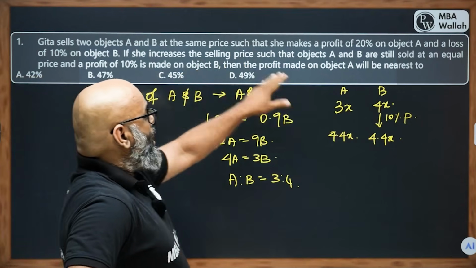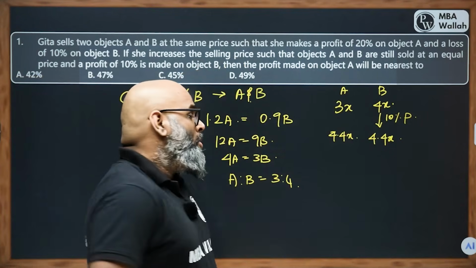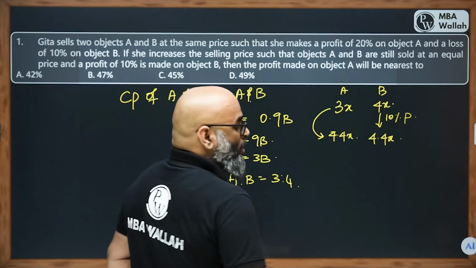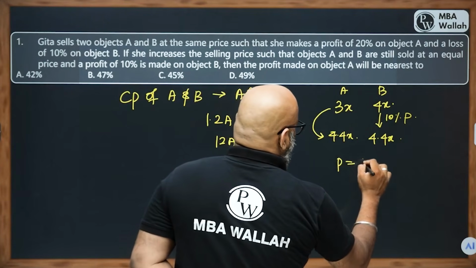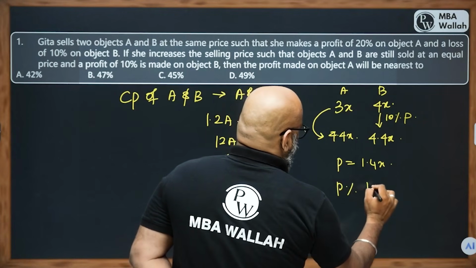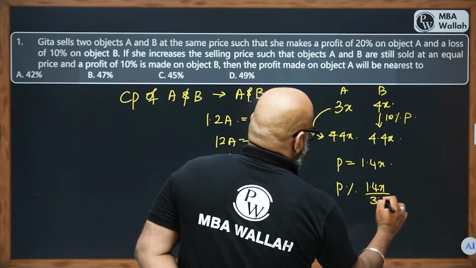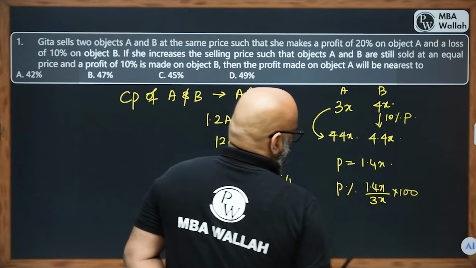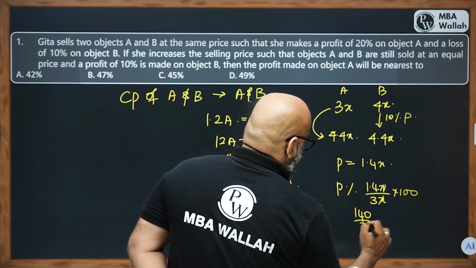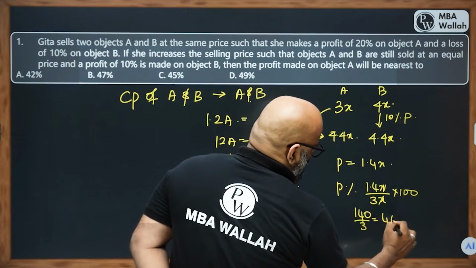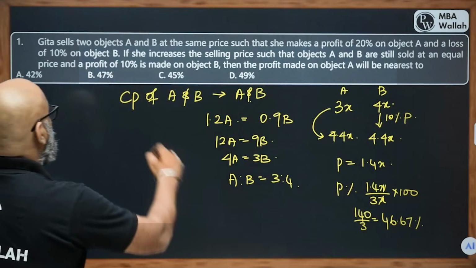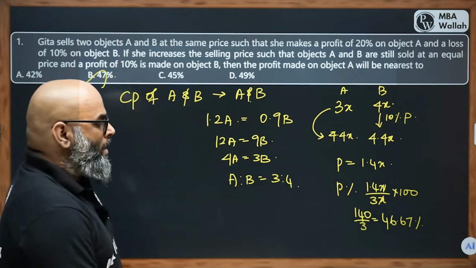Then the profit made on object A will be nearest to. So a product that costs 3x is sold at 4.4x. So the profit is 1.4x, or profit percentage will be 1.4x divided by 3x into 100. So this can be written as 140 by 3, which is 46.67%. I have to go to the closest option B.